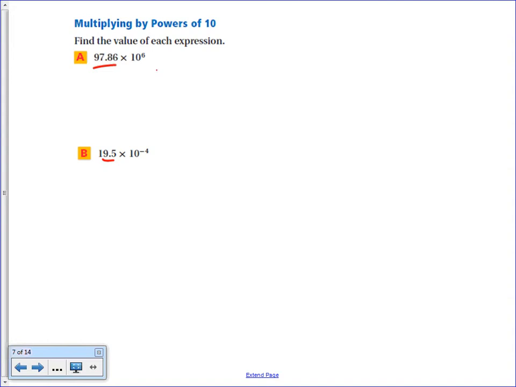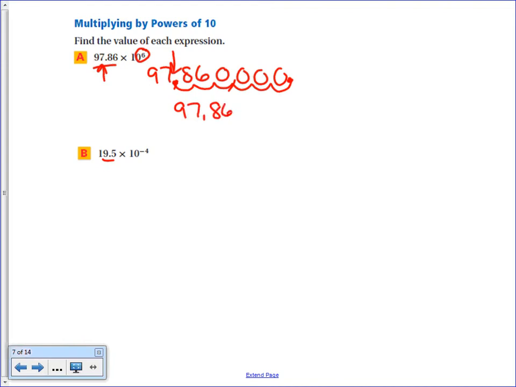Now, if we were going to look at 10 to the 6th, we start with a 1. But since we have that 97.86 there, you're going to start with this decimal point, wherever that decimal point is. And since it's 10 to the 6th, I need to move that 6 places to the right. So instead of starting on the right side of the 1, we're just going to start at the decimal place of that number. So fill in your zeros. So I have 97,860,000.